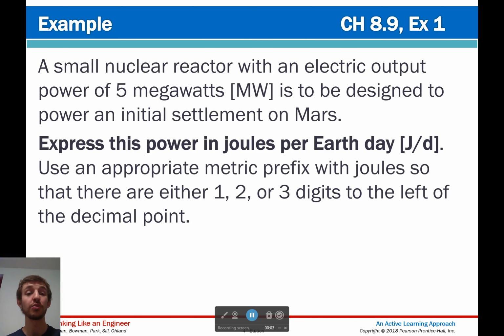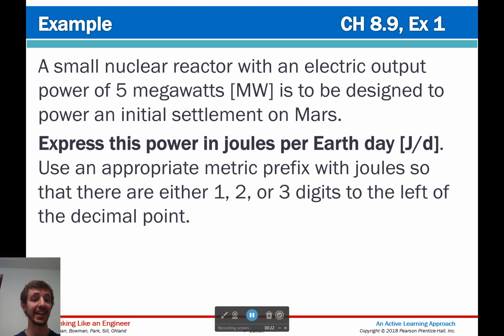So this time we're actually going through power examples. This first one's a pretty easy example, but let's figure it out. A small nuclear reactor with an electric output power of 5 megawatts is to be designed to power an initial settlement on Mars. Express this power in joules per Earth day.